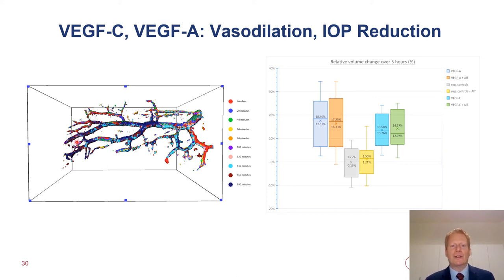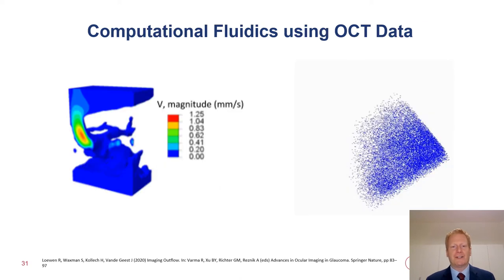It is now known as of a couple of years ago that the Schlemm's canal and the proximal outflow system has strong lymphatic markers. And so what we see here is they do dilate when you give these two angiogenic factors. Also, the volume increases quite dramatically with a consecutive pressure drop and outflow resistance drop.